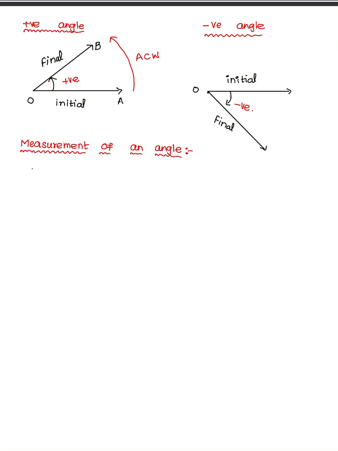So first one is degree measure. First one is a degree or English system of measurement, or one more name is there, that is sexagesimal system. Second one is French system of measurement, or grade system, or centesimal also we call it. And third one, radian or circular measure.